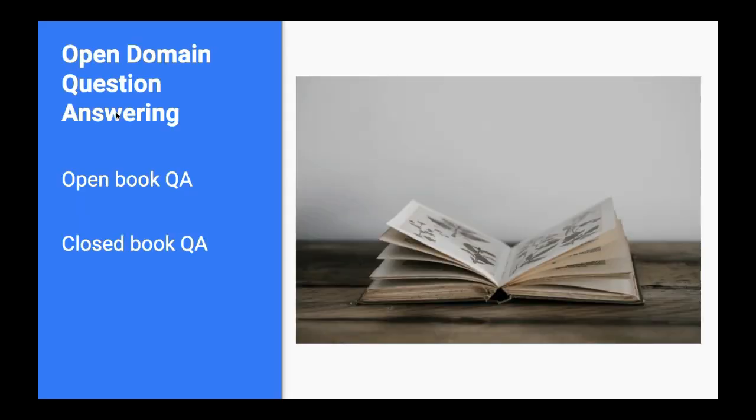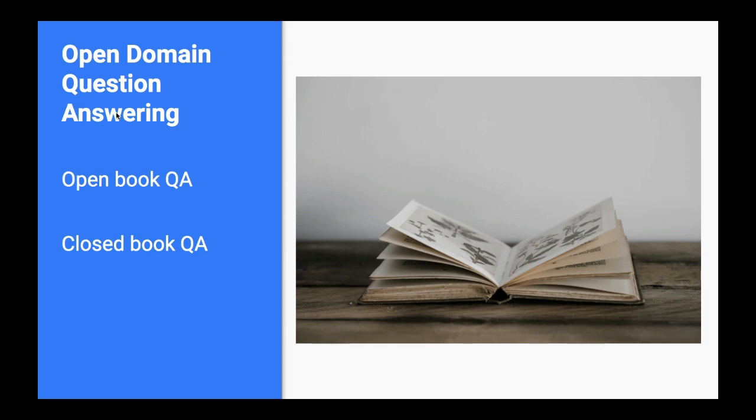And what is open domain question answering? There are actually two types of it. The first type is open book QA. It's very straightforward: you ask a question to the model, and the model retrieves relevant documents from the corpus that help answer the question. For example, from Wikipedia, the model retrieves maybe 10 documents that are supposed to answer the question. Then you run another model to extract the answer. So this is open book question answering.